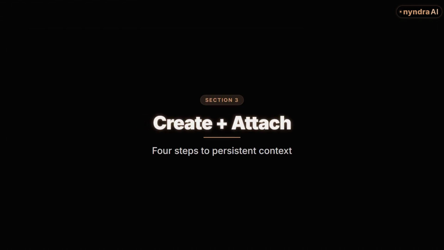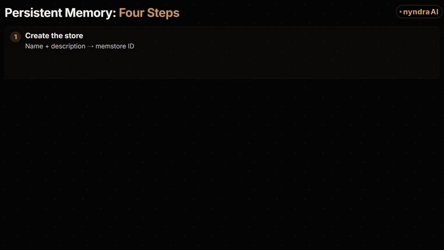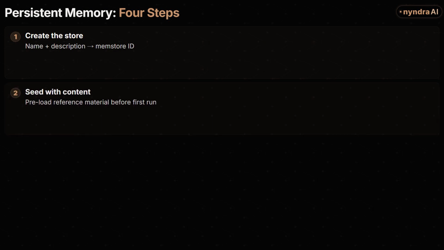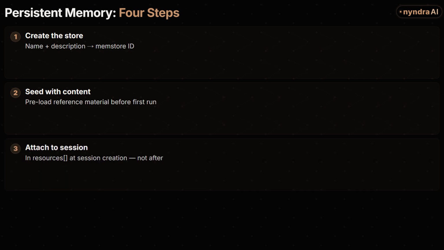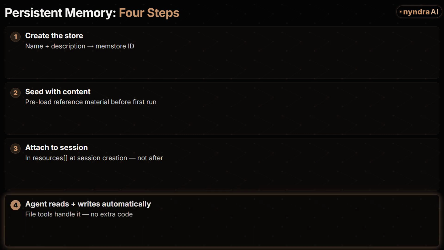How to create and attach a memory store. 4 steps to persistent memory. First, create the store with a name and description. You get back a memstore ID. Second, seed it with reference material before any agent runs. Third, attach it in the session resources array when you create the session, not after. Fourth, the agent reads and writes it automatically.